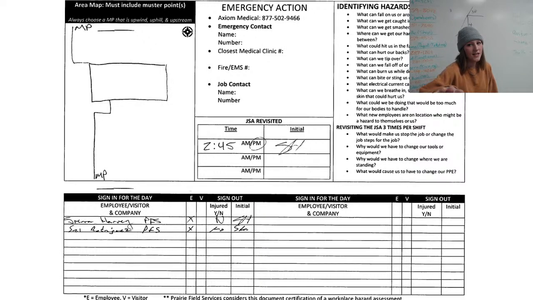The JSA also has an area map, so I have our shop there, the fence, and along the fence we have our muster points. It's obviously going to be the same every day if you're working in the shop. It's pretty much what your picture is going to look like, pointing out where those muster points are located.